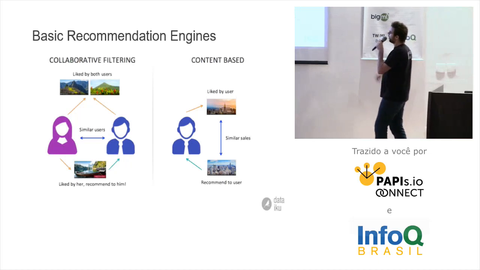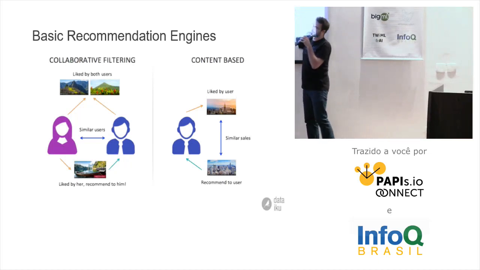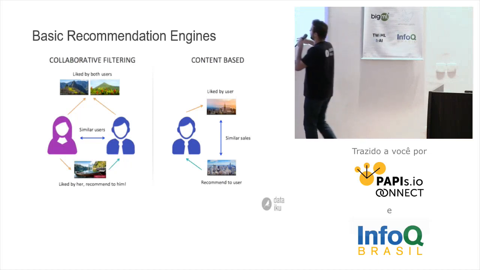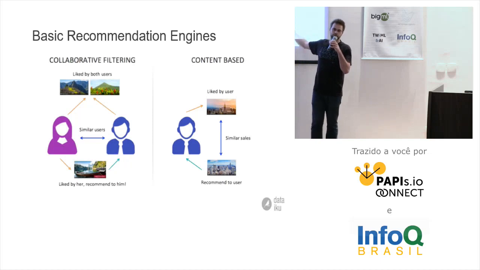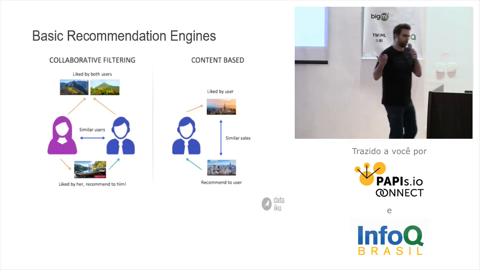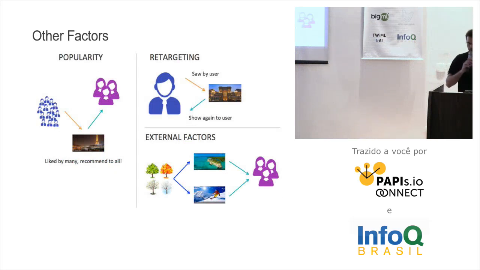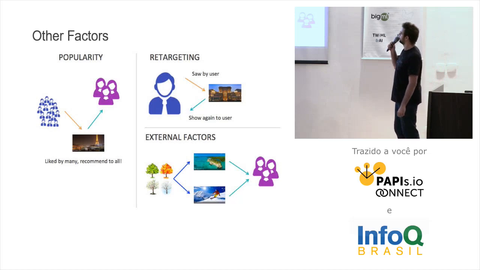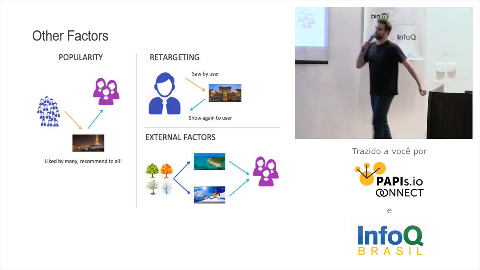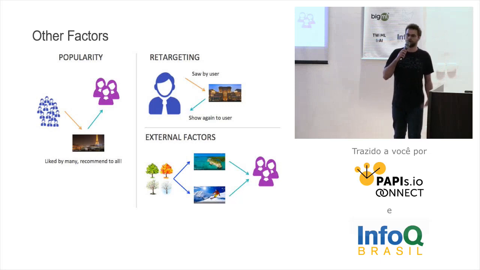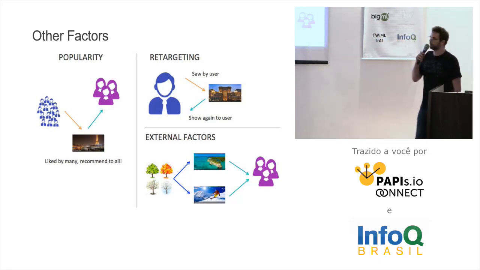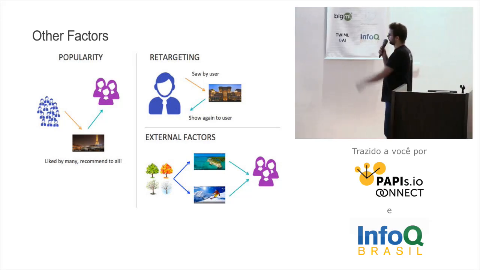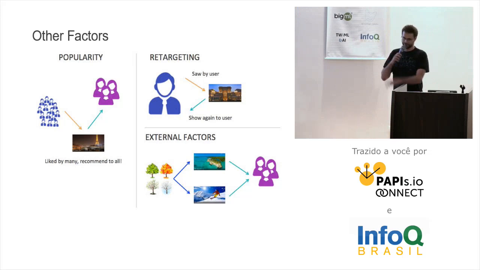Content based, however, would be: you like things in New York or in Chicago, and I'm going to display to you new sales that are similar because they are typically in New York or Chicago during only one weekend. But of course, as we said before, there are many other factors that can affect the quality of the recommendation. Typically, retargeting: a person already visited this product, and I want to display it to him again because there is a chance that he actually wants to purchase it. And external factors, such as the season for skiing, and popularity.